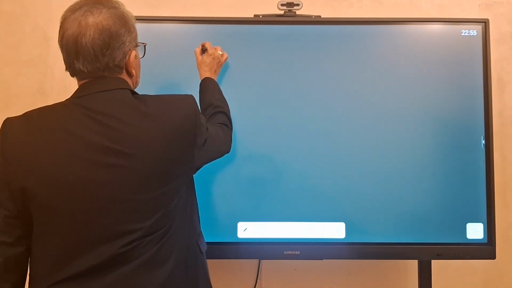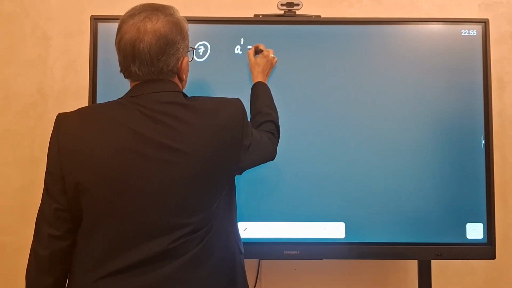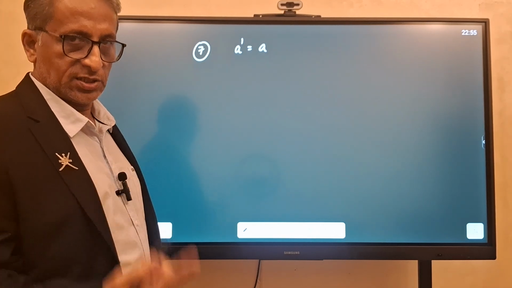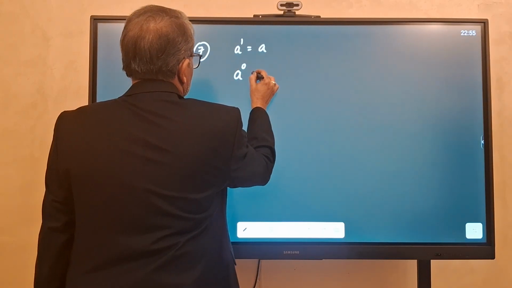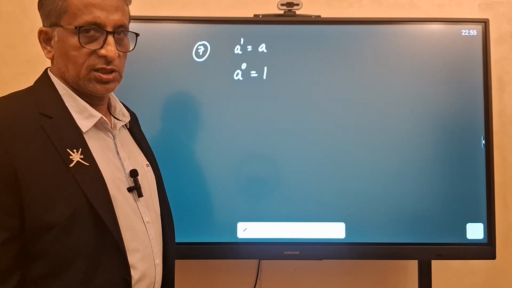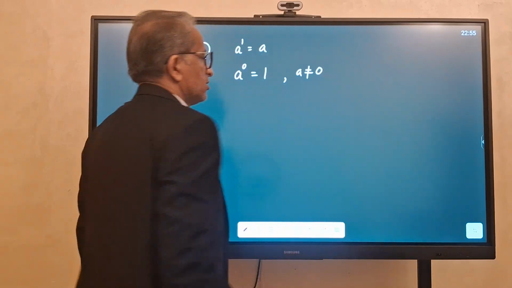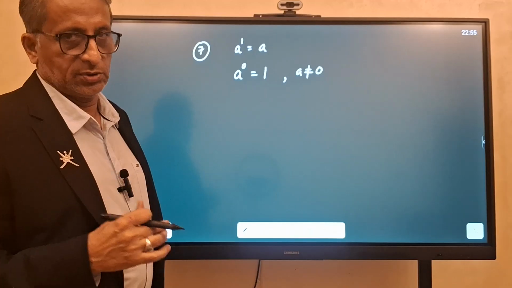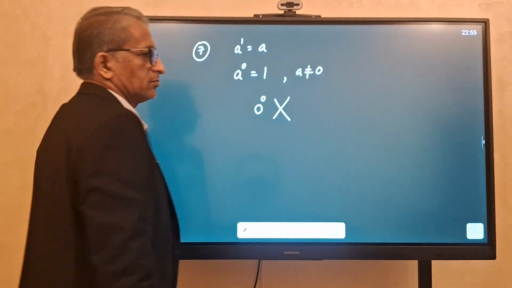Coming to the last, 7. Remember, a to the power 1 is a. That is, if there is no power, the power is 1. So a power 1 is a. A power 0 is always 1. That is, any number raised to the power 0 is 1, except that a should not be 0. That is, the base should not be 0. Other than 0, a can be any number. Means 0 power 0 is not defined.